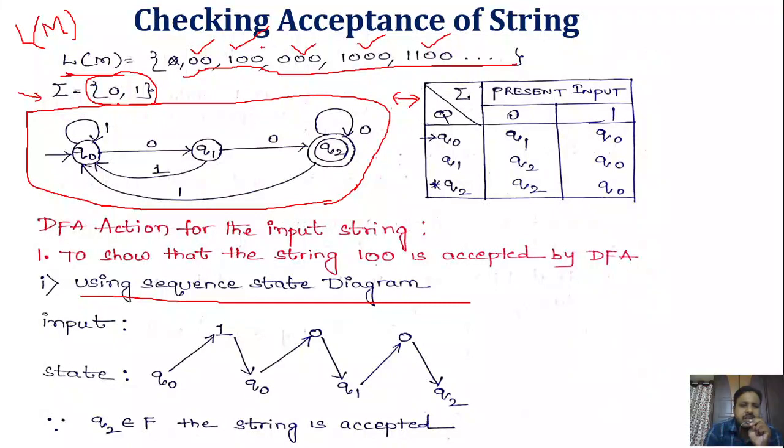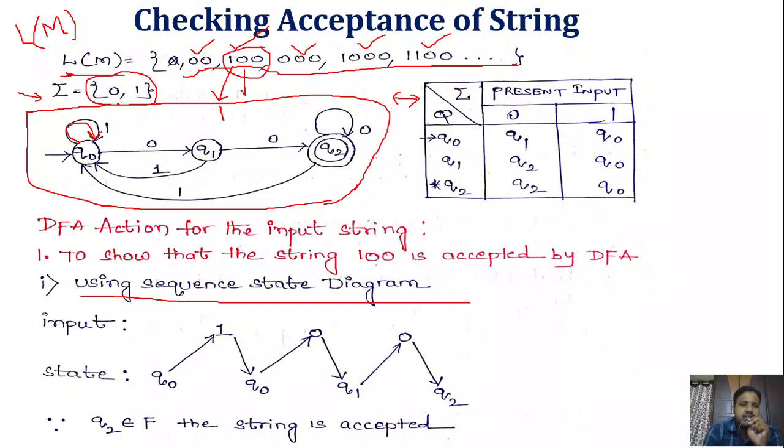So let me take 100. In order to process that particular string, we have to start from the starting state. What is the starting state here? Q naught. So Q naught on 1. What is our first symbol? 1. So Q naught on 1, where is it going? Q naught on 1 means it stays in the same state.